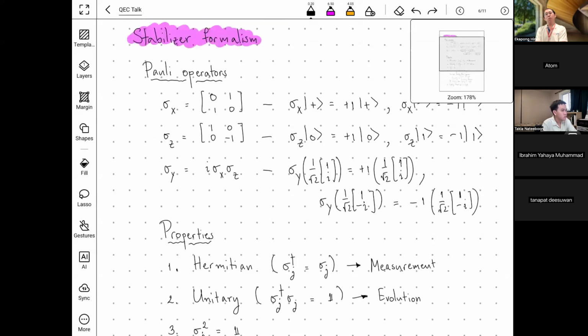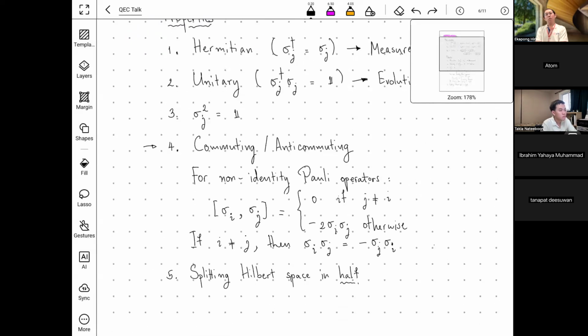Okay. I have one comment. Actually, if you have the first and the second property, doesn't that mean you imply the third property already?